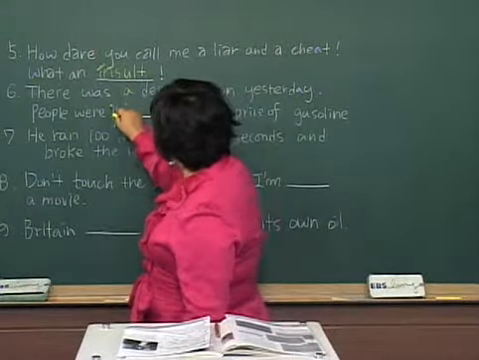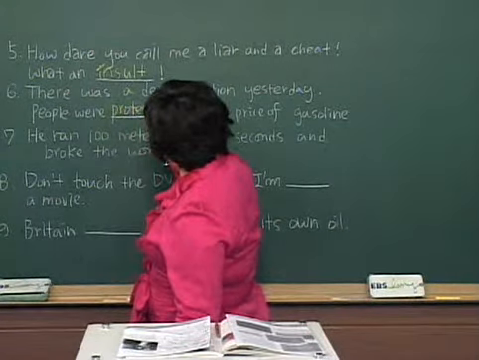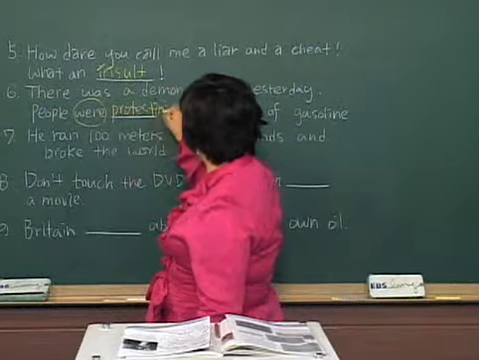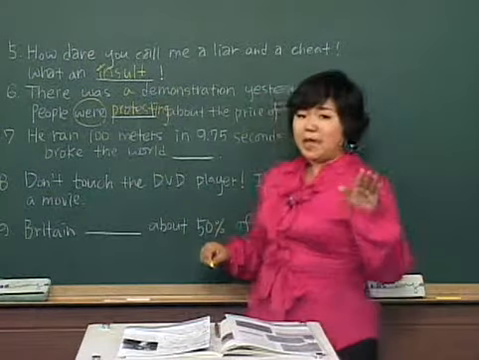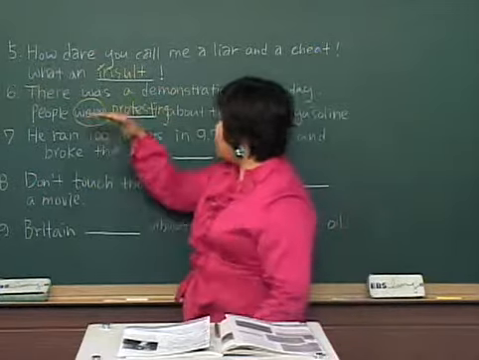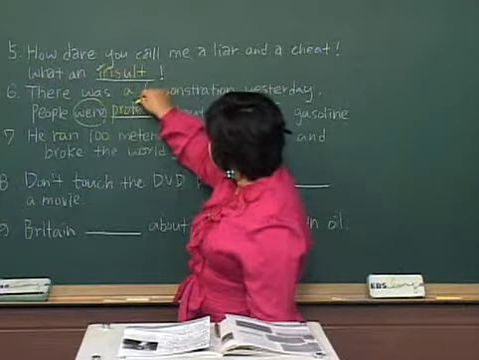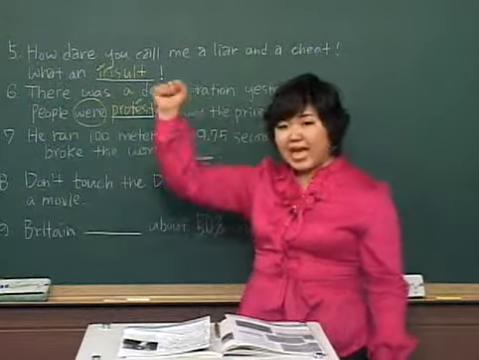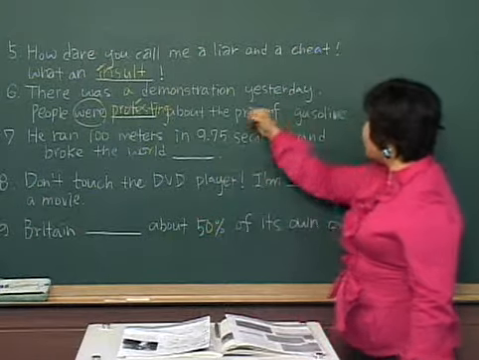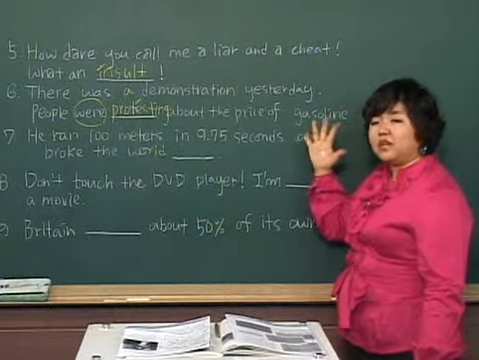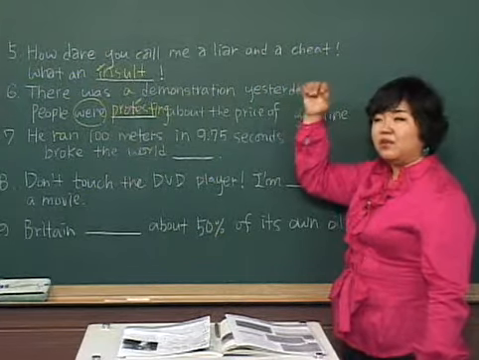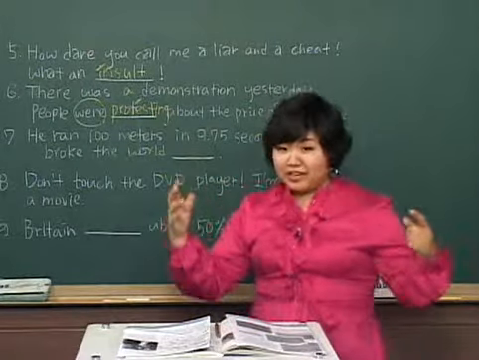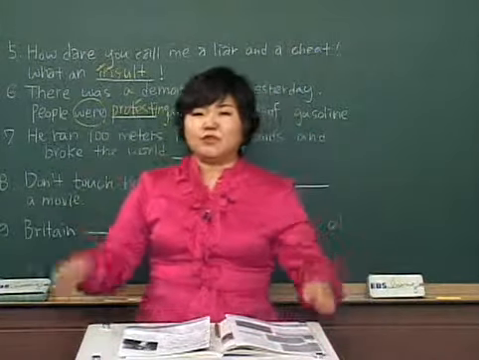People were protesting. There is a be verb, and you need ing at the end. It is past progressive tense. People were, there is stress on the second syllable, so people were protesting. People were protesting about the price of gasoline. What is chanting about gasoline prices? For example, lower the oil price, lower the oil price. This is kind of a chant, right? People were chanting, people were protesting against the price of gasoline.